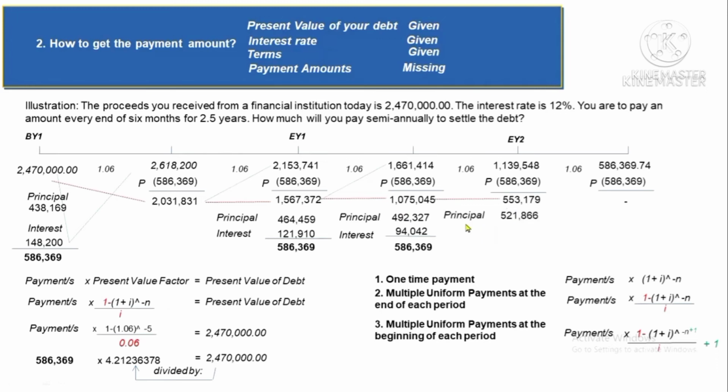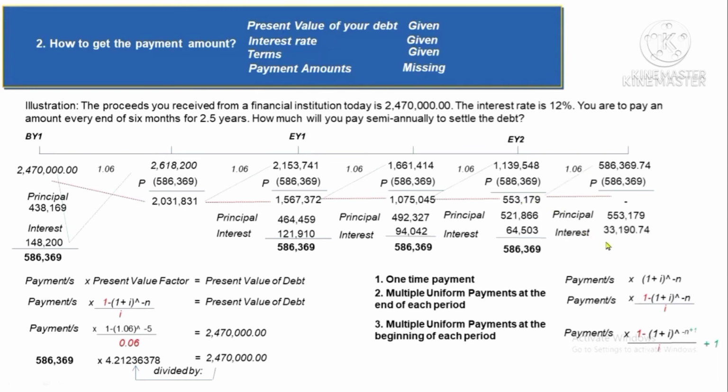So that is the principal payment, the difference of 521,866, and the interest is just 113,948 minus 1,075,045. We have 64,503. Still, it is a total of 586,369 payments. And the last is 553,179 minus 0. You have a principal payment of 553,179, and the interest is the difference between these two.